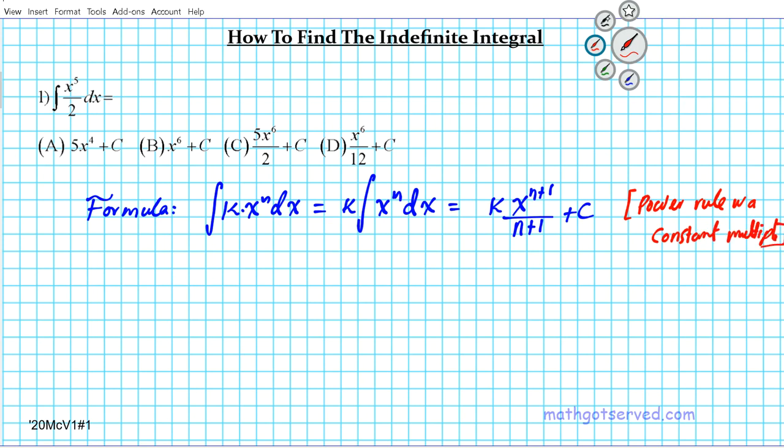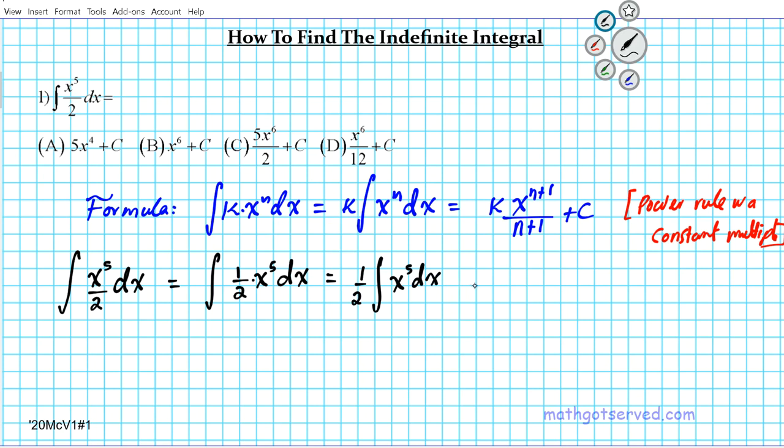Alrighty, so let's go ahead and apply it to this particular problem here. So we're finding the indefinite integral of x to the 5th over 2 dx. Note that this can be written as the integral of 1 over 2 x to the 5th dx. These two mean exactly the same thing, okay? So what does this format illustrate? Well, we have a constant multiple, namely 1 over 2. So let's go ahead and factor out that constant multiple. We have 1 over 2 times the integral of x to the 5th dx.